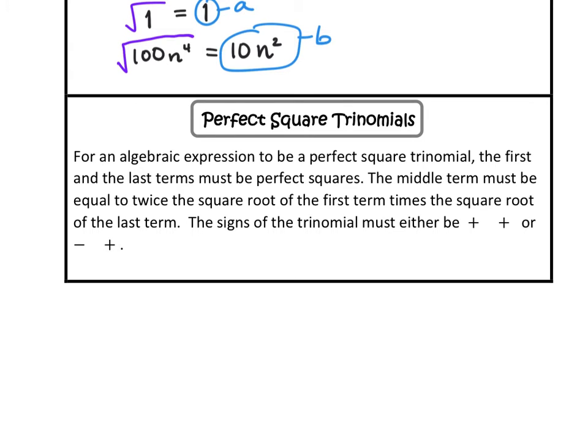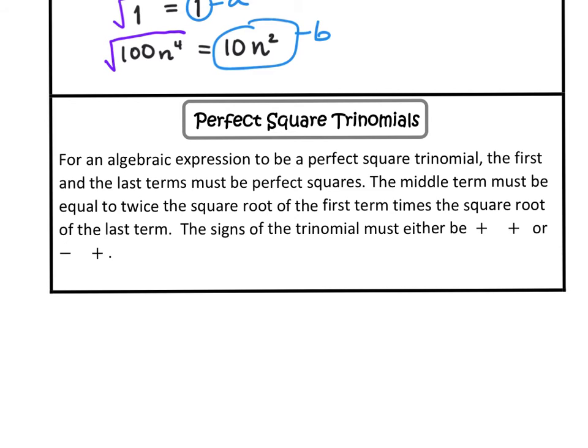All right, the second special product that we're going to be looking at is the perfect square trinomials. Let's read. For an algebraic expression to be a perfect square trinomial, the first and the last terms must be perfect squares. Okay. So the first and the last term must be perfect squares.